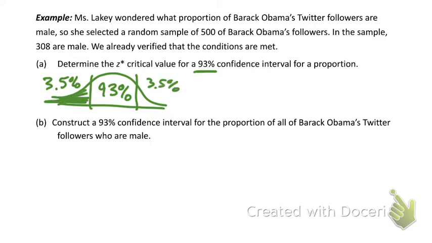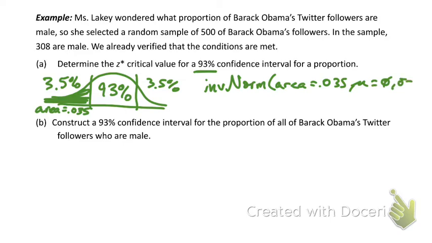So that means the area you're going to use would be 0.035. You're going to do your inverse norm calculation. Area is 0.035. Mean is still 0. Standard deviation is 1. Still a z-score. So what is your z-star critical value for 93%? 1.81. Perfect. All right, here we go.